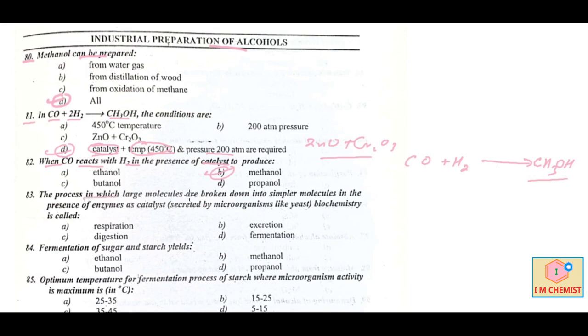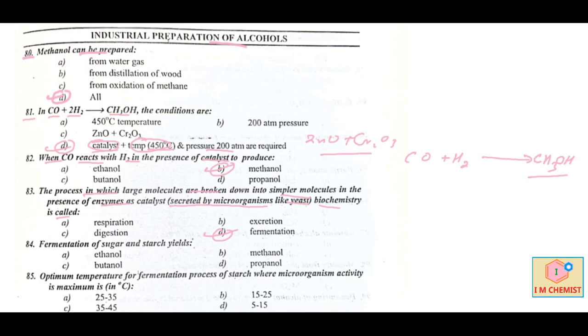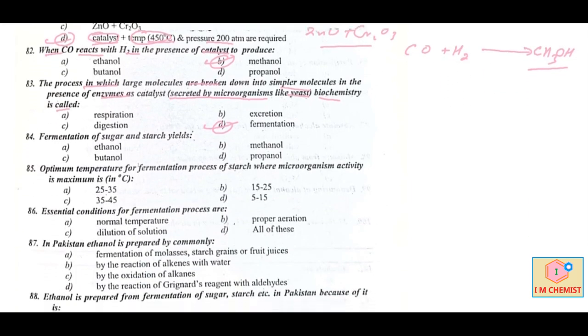The process in which large molecules are broken down into simpler molecules in the presence of enzyme as a catalyst secreted by microorganism like yeast, biochemistry is called. So this process is known as the process of fermentation, in which microorganisms like yeast and bacteria are employed to convert large molecules into simpler molecules. Fermentation of sugar and starch yield what? So option number B is correct.